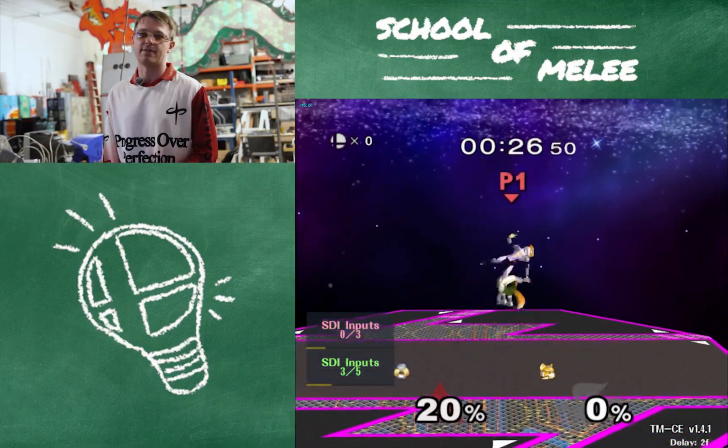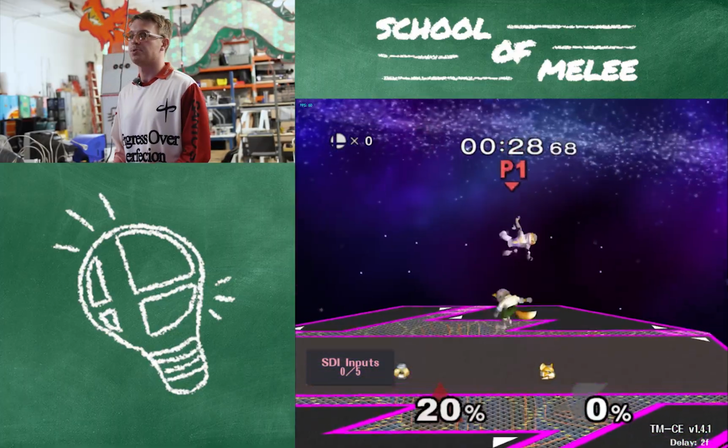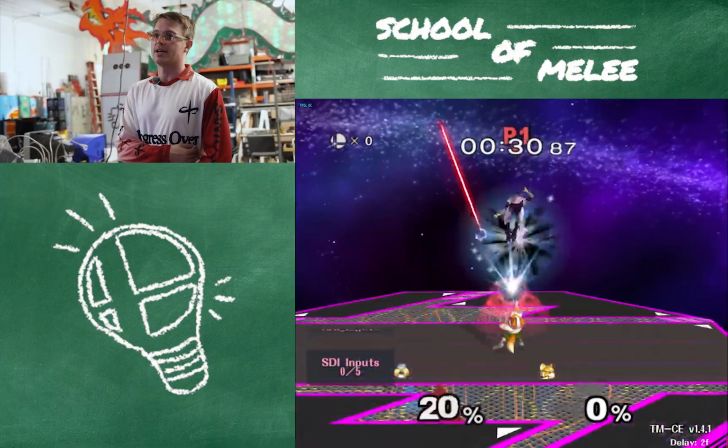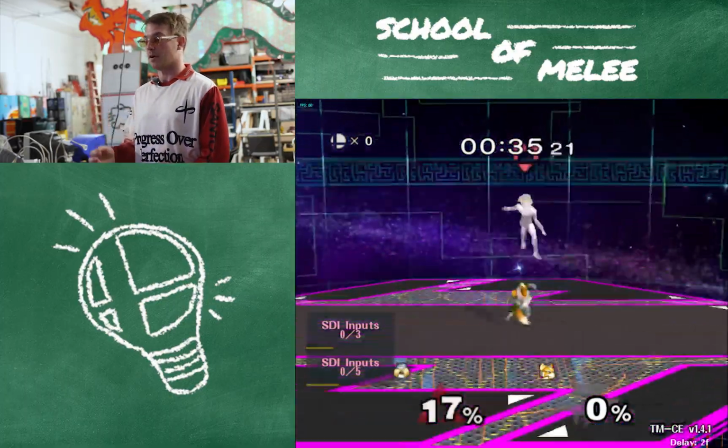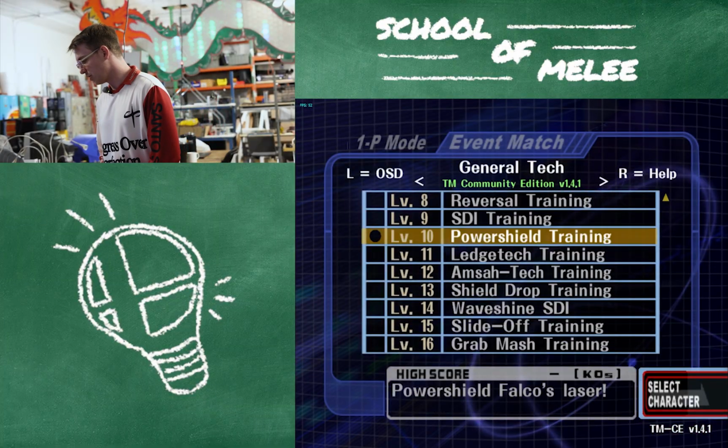there we go, got 3 out of 5 on that one, right? So it just helps you actually get the timing down for trying to hit your SDI. And then of course, if you play Puff or honestly Sheik or someone, actually getting out of Fox up air is really important. Power shield training.